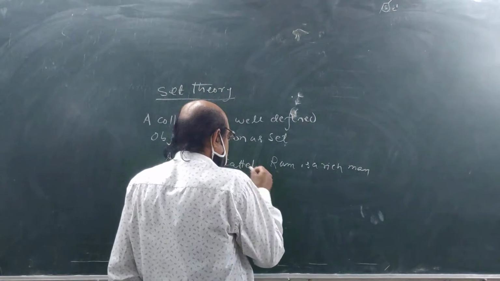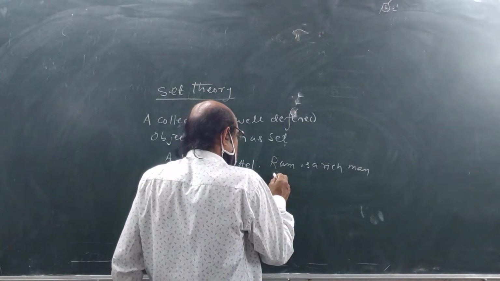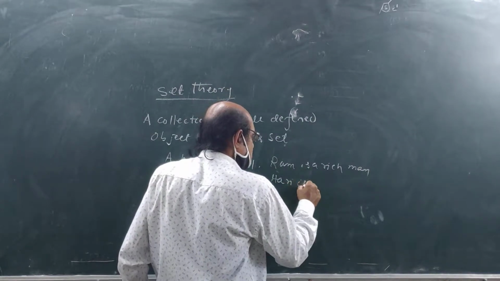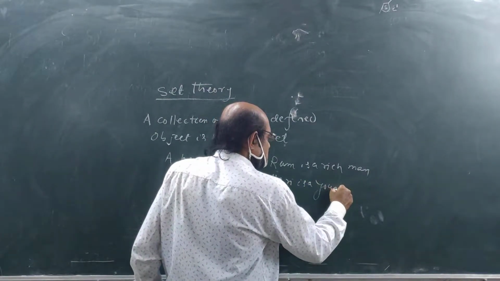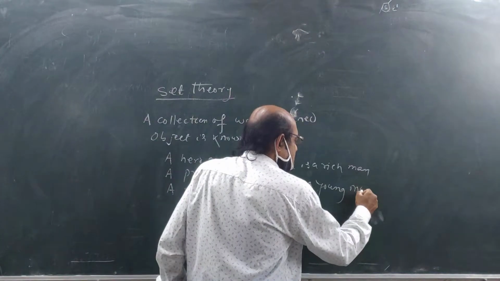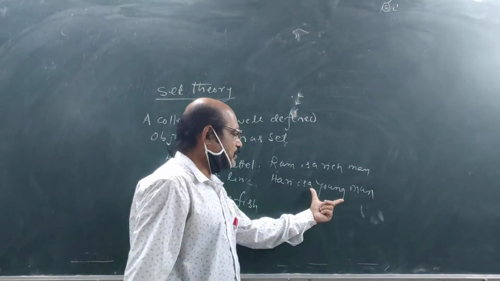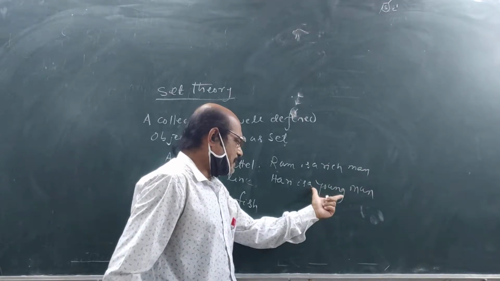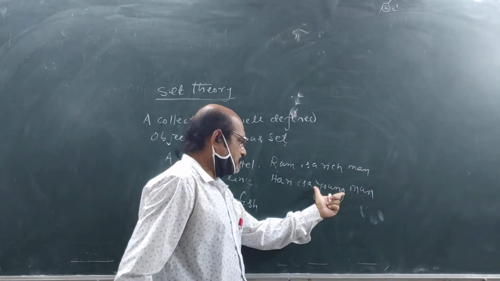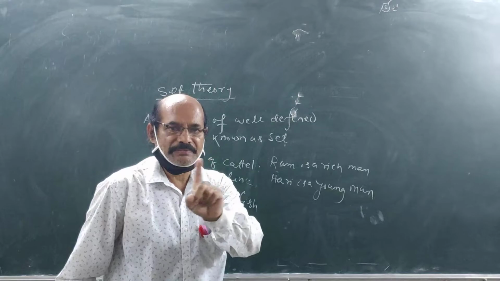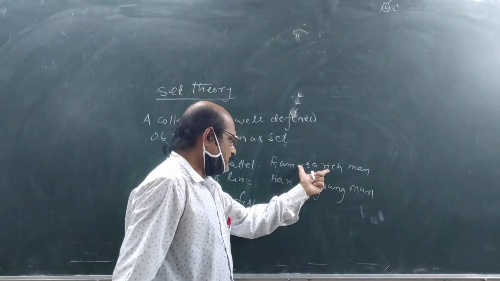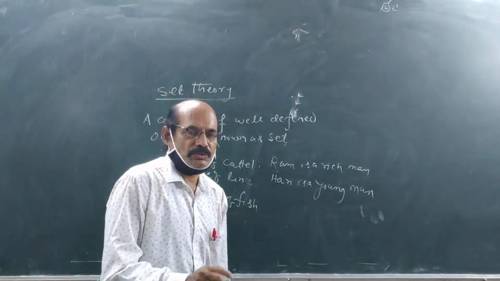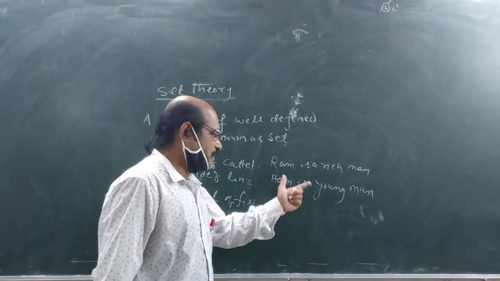Similarly, Hari is a young man. Here we cannot define young. So when a sentence says young or rich, that is not well defined, and we cannot call this a set. So this is all about the meaning of a set.